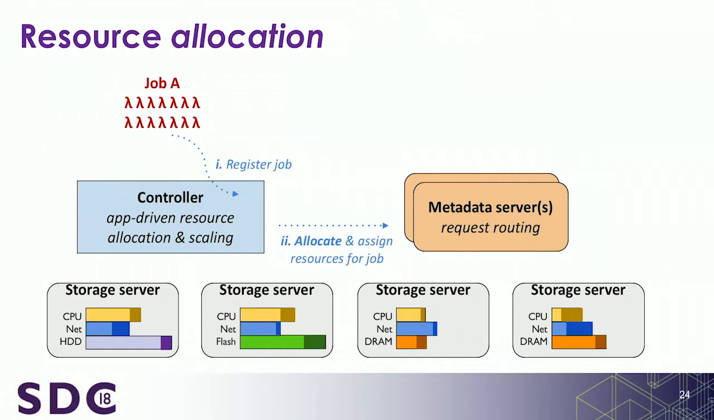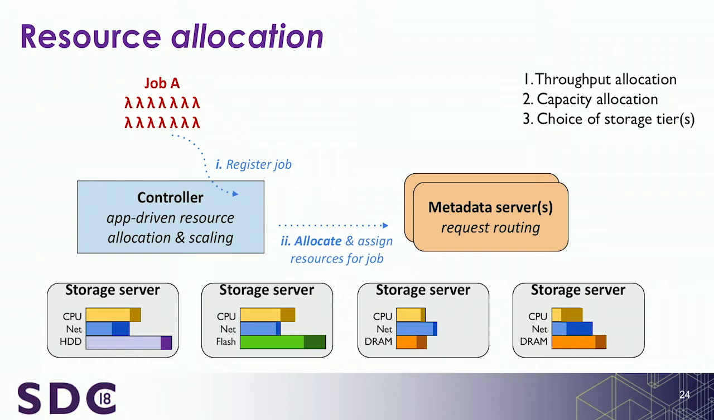So the other types of hints I mentioned Pocket supports is during job registration. So let's take a closer look at how resource allocation and assignment happens. What do I mean by resource allocation? Well, the controller needs to decide how much throughput a job needs, how much capacity, and which storage technology tier we should use.